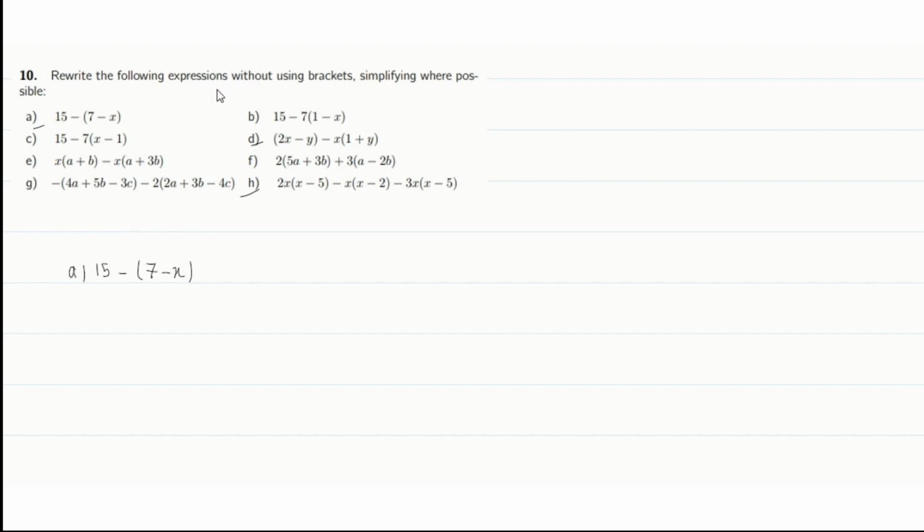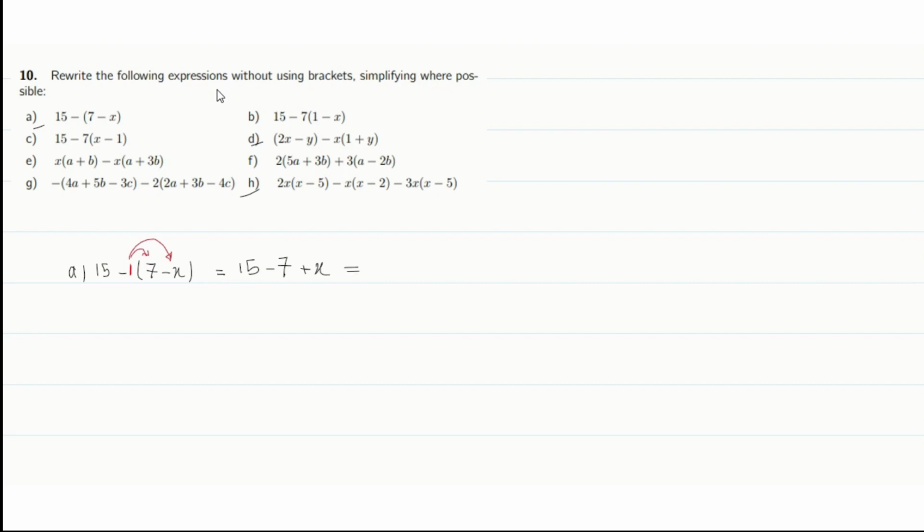So as I said, we have to expand this bracket in here. How should we expand it? We should multiply the value that is in front of the bracket by the terms inside the bracket. So we have a -1 in here, and we should multiply this -1 by each of the terms inside the bracket. So we multiply it by 7, then we multiply it by -x. So we rewrite the expression. It is 15, but the multiplication of -1 and 7 is -7. What is the multiplication of -1 and -x? It is equal to plus x.